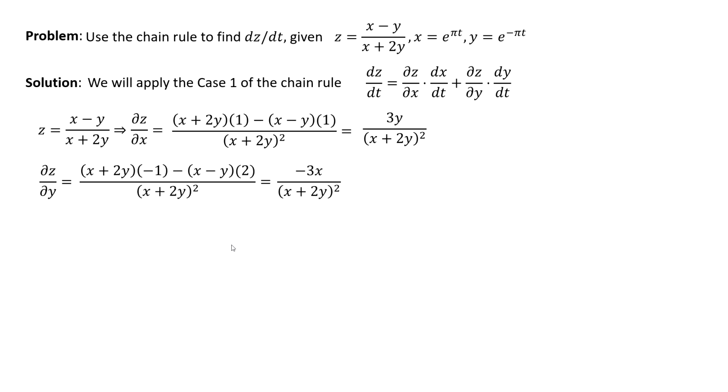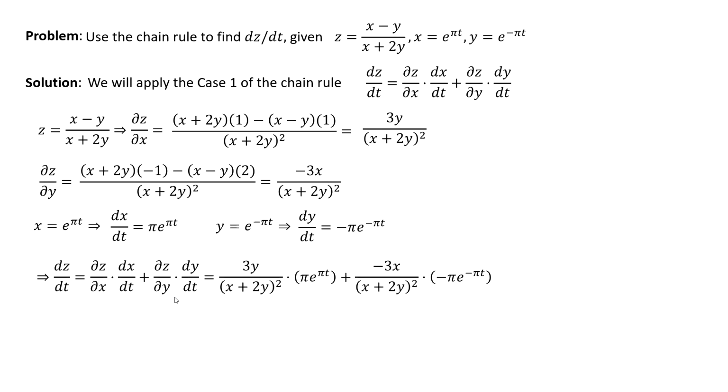What else? Oh, we need dx dt. X equals e to the pi t, so dx dt is pi e to the pi t. How'd you get that, man? Simple, right? E to the anything is e to that something times the derivative of the pi t itself, which is pi with respect to t. Derivative of pi t is just pi. So pi e to the pi t. Y equals e to the negative pi t, so dy dt is negative pi e to the negative pi t, right?